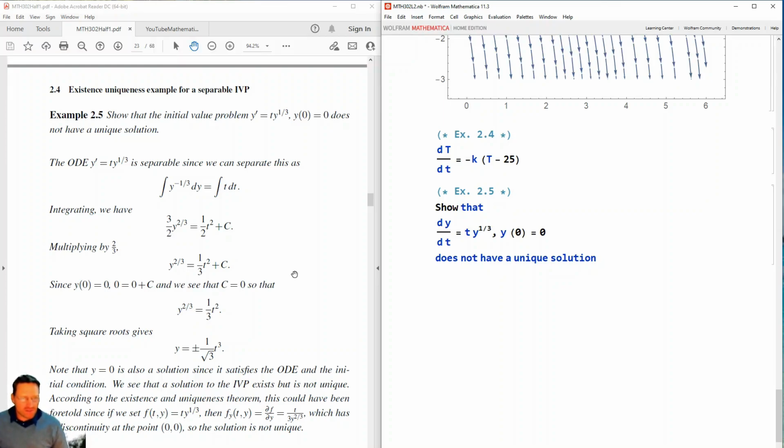Okay, so let's have a look at this example. It's separable. Consider the initial value problem y dash is equal to t times y to the power of 1/3, where when t is equal to 0, y is equal to 0. Okay, so let's separate this by putting the y's with the y's and the t's with the t's. Okay, so we've got that here. We've applied the integration. Now let's integrate.